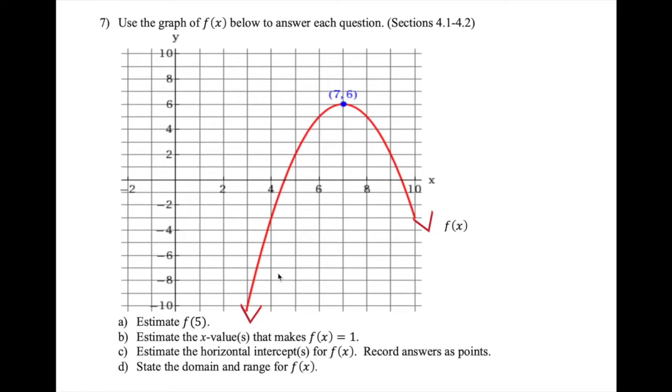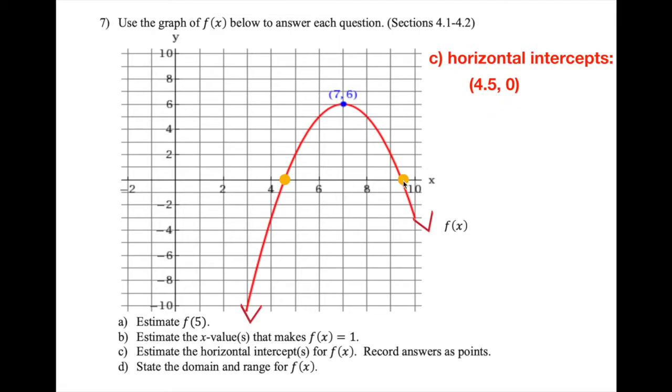Part C, the horizontal intercepts. That means where the graph hits the x-axis. So if you look at the graph, here is the x-axis. The red curve hits it at 2 points. Those 2 points. And you want to read those 2 points. For this one, the x-coordinate is between 4 and 5. Maybe 4.5. So 4.5 and the y-coordinate is 0 for the horizontal intercept. So that's the first point.